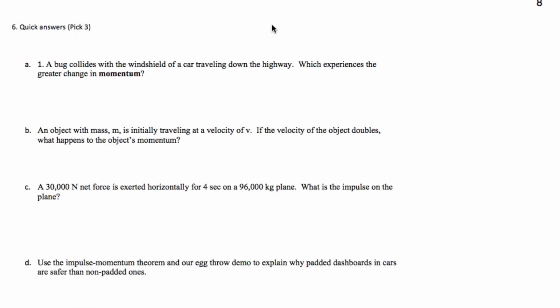Alright, so let's go ahead and figure out these little quick answers. A bug collides with the windshield of a car traveling down the highway. Which experiences a greater change in momentum? Well, let's remember from Newton's third law, the force on the car due to the windshield is equal and opposite the force on the windshield due to the bug. Sorry, this is force on the bug from the windshield equals negative force on the windshield from the bug.